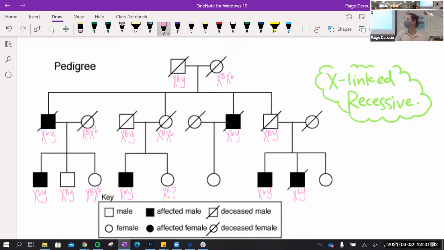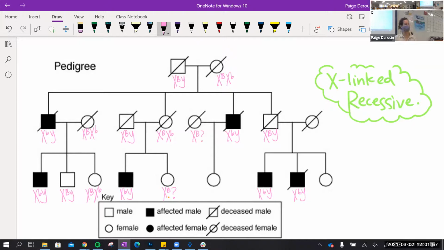All right, third family. This mom, do we know what she is? No, right? Because she doesn't have any kids who have it. And also her parents aren't even on this pedigree because she married into the family. So we have no way of really knowing what she is. So she's X capital B question mark.